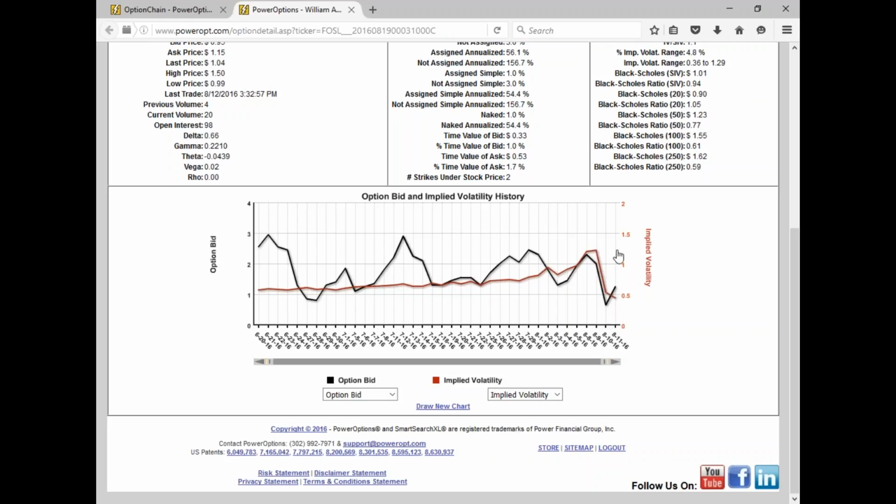So it was a wide range heading into the earnings on 8/9. It had moved up rapidly. At one point, it was up at about 120 and 122 for the particular implied volatility.